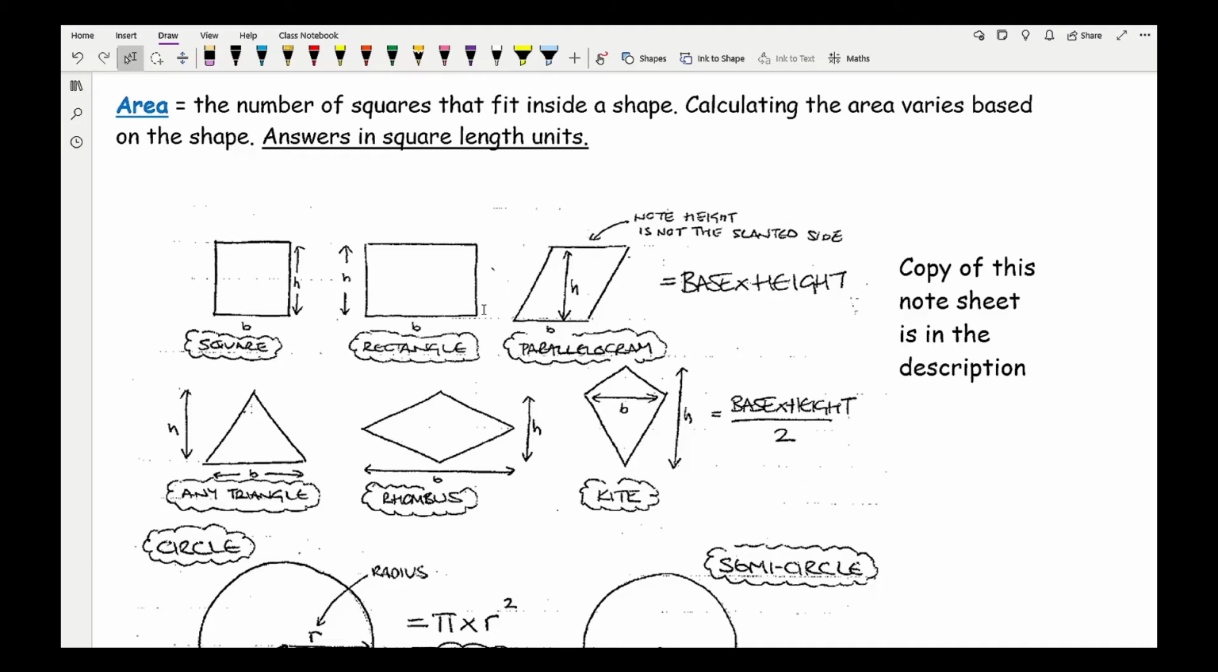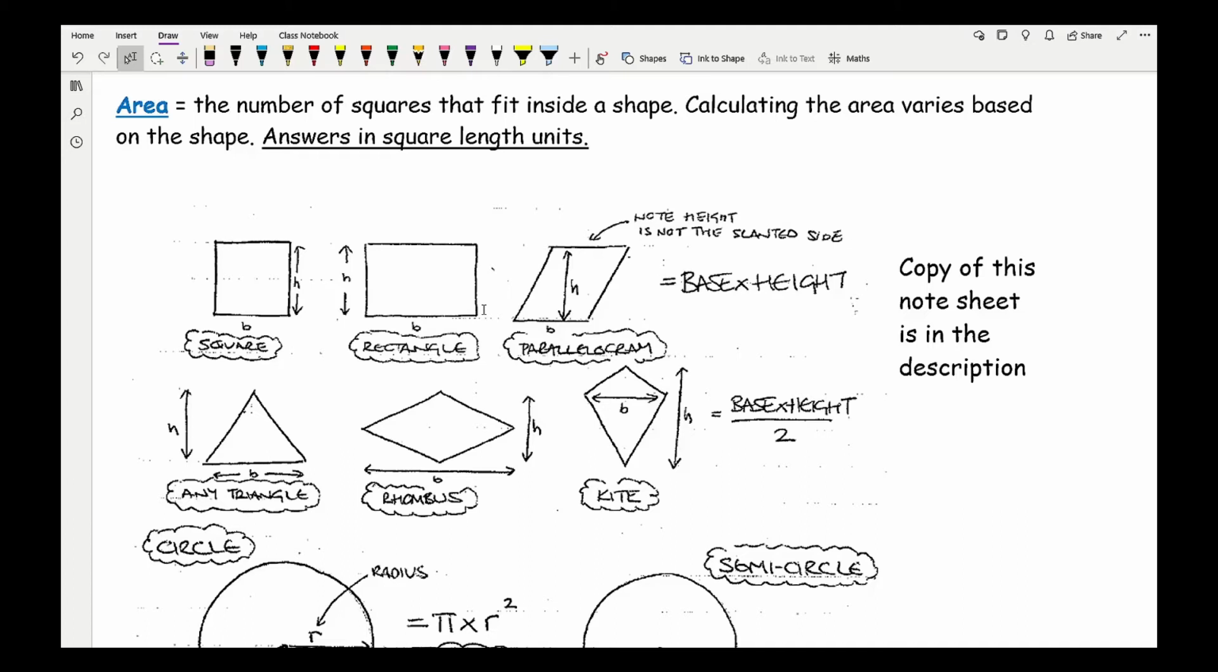So for example, square, rectangle, parallelogram I should say, are all calculated by doing the base times the height. So as long as you remember those three and you know that they're that formula, then that will be one way of working out. And again, a square is pretty much like a rectangle, and a parallelogram is just like a wonky rectangle. So it's just a case of working from there.